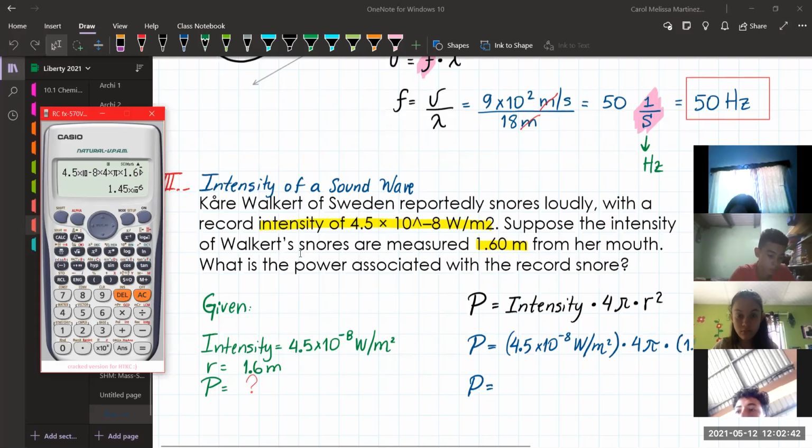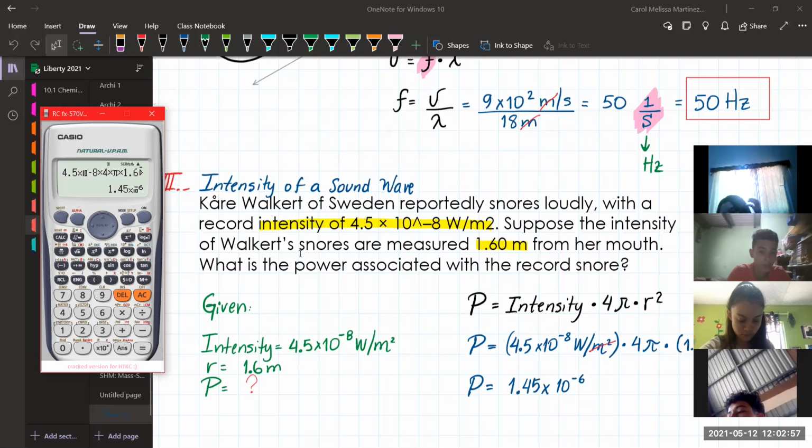Did you get the same answer as me? I got 1.45 times 10 to the negative 6 power. Now here I'm going to cancel the square meters with these meters raised to the second power from there. So my final unit for power is going to be watts. Did you get the same answer as me?